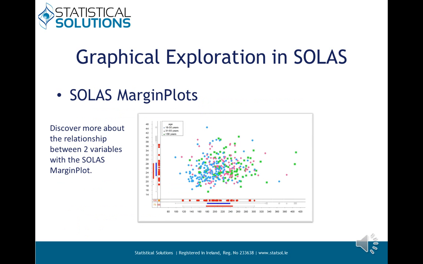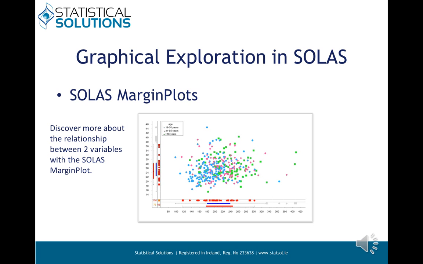Also from the View menu, you can select the SOLAS margin plot that allows you to discover more about the missingness relationship between two variables. This margin plot is essentially a basic scatter plot with information values that have a correspondingly missing value in the opposite variable plotted in red along the margins of the plot. The margins also contain box plots of both the observed data, which is in blue, and the missing data in red, so that you can see if there is a difference in spread between observed and missing values.